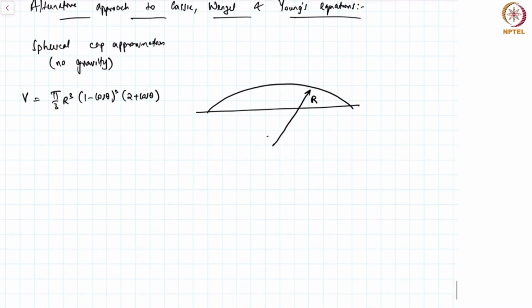And we can also write down the surface area as 2πr² (1 − cos θ). That's what we have. So now we have the radius of the droplet given as r. We can also write down a wetting radius, let's say a, and this a is r sin θ. And so now we can write down an energy functional for this.